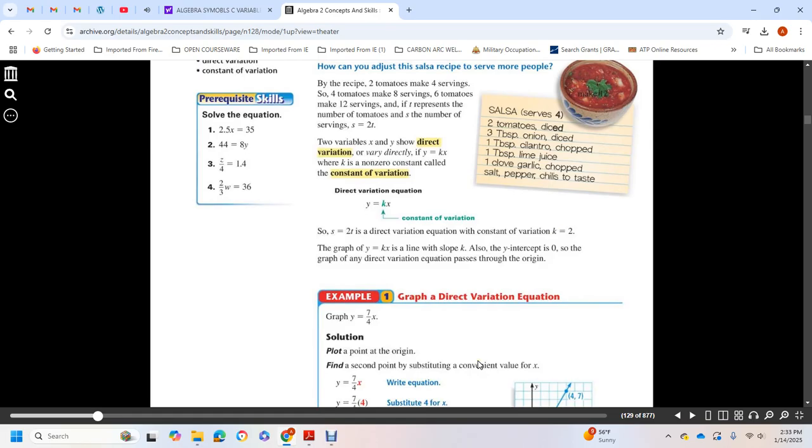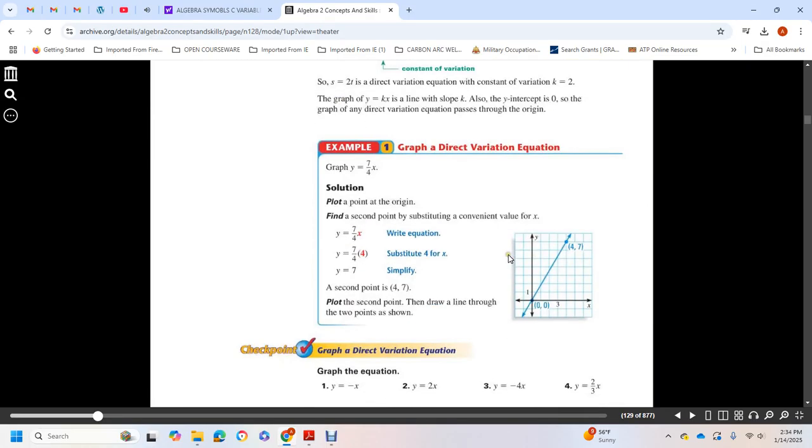The graph of y = kx, with k the constant of variation, is a line whose slope is k. Also, the y-intercept is 0, so the graph of a direct variation equation passes through the origin.